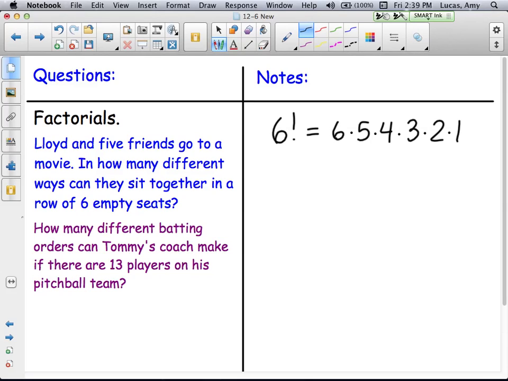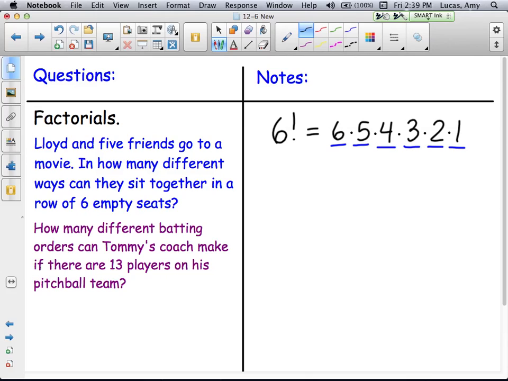When you solve a factorial, you always start with the number that's next to the factorial symbol, and then you work your way down to the number 1, and you multiply them all together. You can think of it like this. The first empty seat, there are 6 people that could sit in that seat. So one of them sits down. The next seat, there are only 5 people that could sit in that one because somebody's already sitting in the first seat. You keep on going with this pattern. The third seat, there's 4 people left, then 3, then 2, then there's just the last person who has to sit in the last seat.